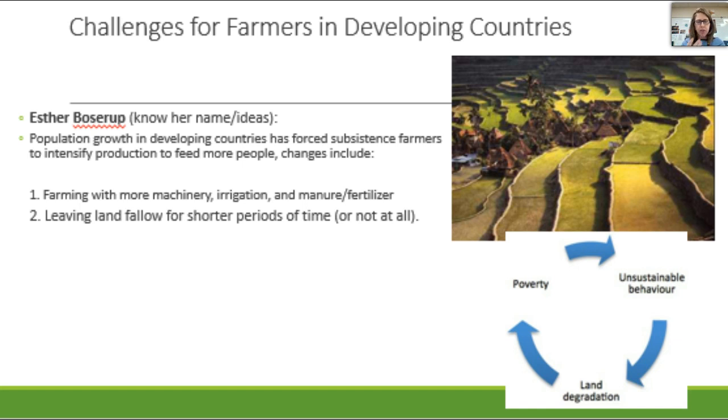So her idea is kind of straightforward. As population growth comes to developing countries, you've got the need for more food. And so subsistence farmers, who are the main farmers in developing countries, need to intensify their production in order to feed more people. Kind of straightforward, but just know that that's her idea.